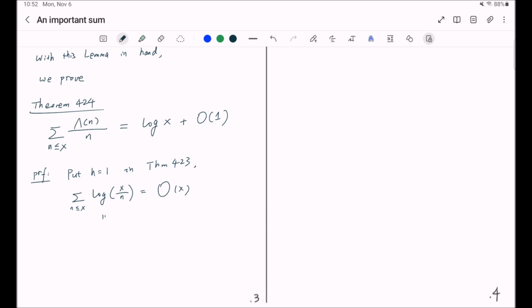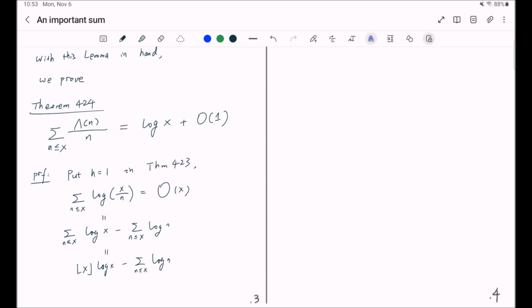And now we rewrite this sum. We can pull out this log of x, and the rest will just be the summation for all n less than or equal to x of 1s. So you get the floor of x times log of x. And now, if you move the sum of log of n's to one side, you'll see it grows like x times log of x plus big O of x.